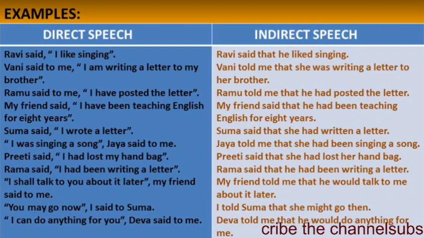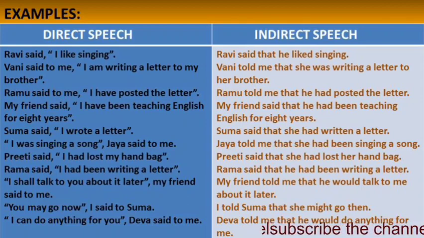Then in indirect speech, what does it become? As we already learnt, the simple present becomes simple past. Okay, Ravi said that he liked singing. Okay, then look at the next example.